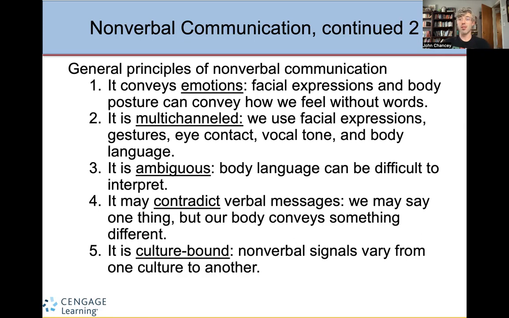It's ambiguous, meaning sometimes it can be difficult to interpret. If somebody is slouched and hunched over, closed body, what does that mean? It might mean something different to different people. Maybe that person literally is cold and they're just trying to maintain body heat, or maybe they're depressed and sad. Who knows? It could be a lot of things.